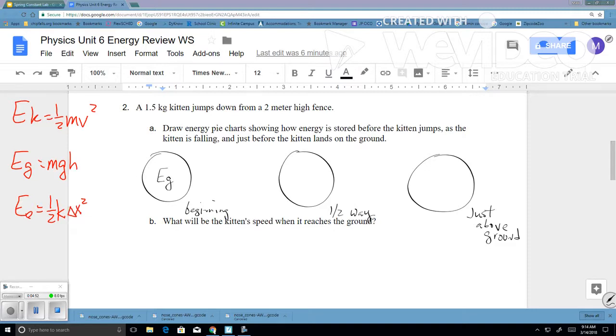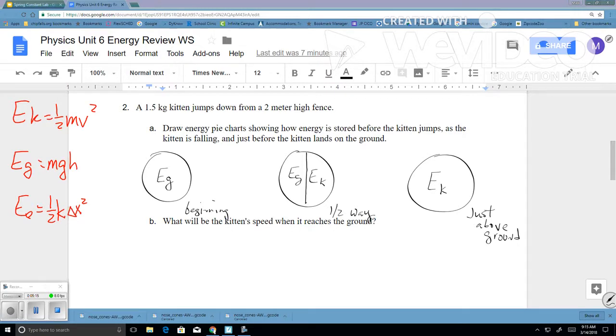At the end, the instant before it touches, that energy is all kinetic. And then if I went halfway, it's going to be about half of each. Half gravitational and half kinetic.